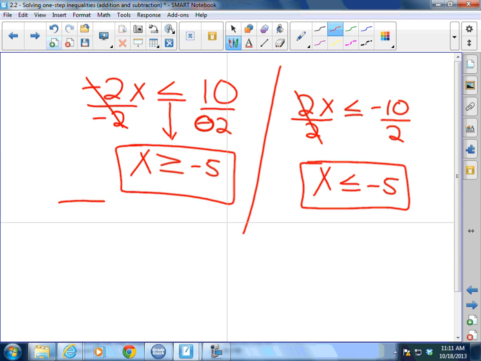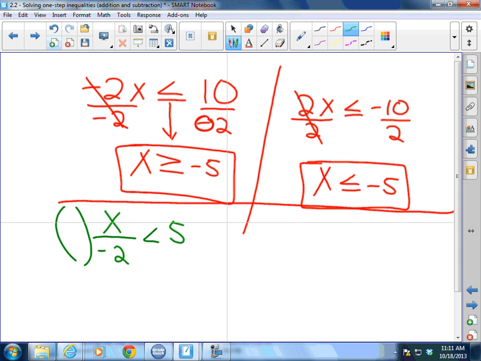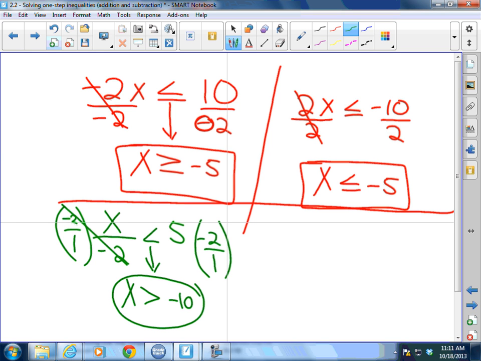For example, let's check this out. What if I have x over negative 2 is less than 5? What's the relation between the x and the negative 2 here? They're being divided, right? How do you get rid of that denominator down there? Multiply by the negative 2. Very good. So am I multiplying by a negative here? So what do I have to do to the inequality? Flip it. Because I divided or multiplied by a negative.